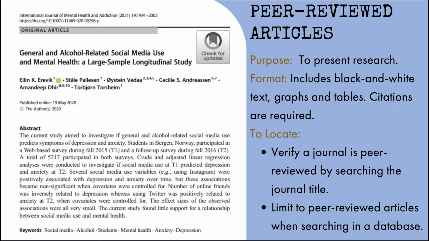There are many peer-reviewed journals, but one example is the International Journal of Mental Health and Addiction. You can see an example of a peer-reviewed article on the left side of the slide. To make sure you have located a peer-reviewed journal, first look up the journal to see if it is peer-reviewed. You can also make sure to select the Limit to Peer-Reviewed Articles limiter when you are searching in a database.